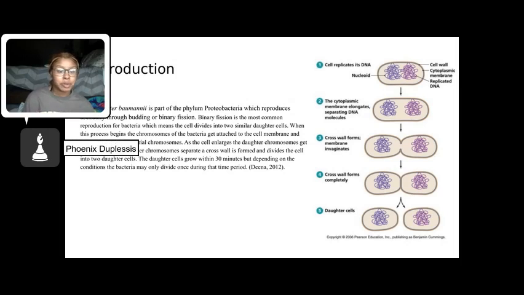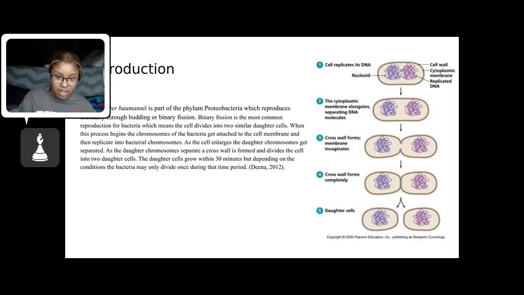Okay, y'all. Now I'm going to be going over the reproduction of Acinetobacter Baumannii. Acinetobacter Baumannii is part of the phylum Proteobacteria, which means that this bacteria reproduces asexually through budding or binary fission. Binary fission is the most common reproduction for bacteria, which means the cells divide into two similar daughter cells. When the process begins, the chromosomes of the bacteria get attached to the cell membrane and then replicate into bacterial chromosomes. As the cell enlarges, the daughter chromosomes get separated.